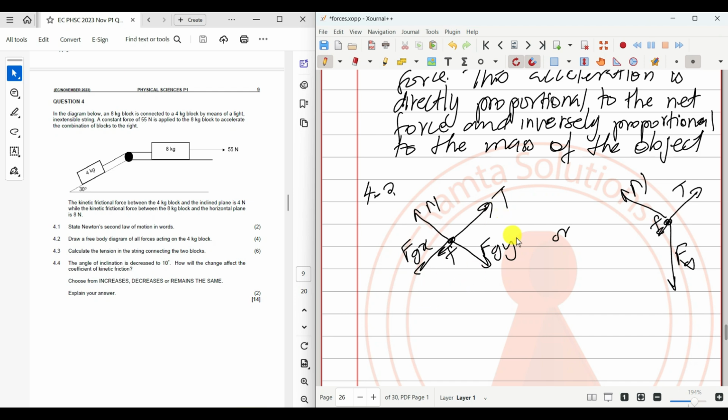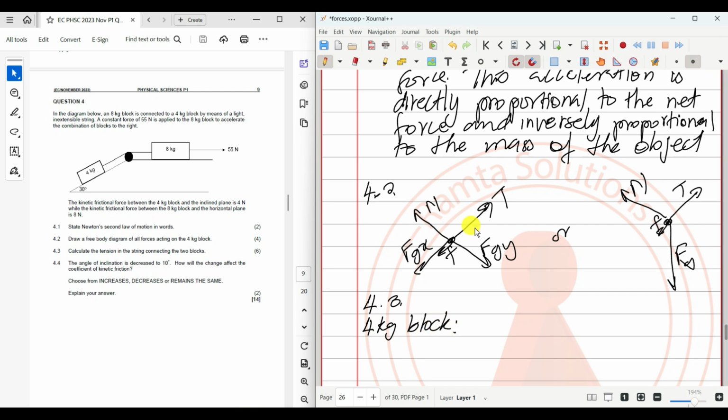All right. You can draw any of them. Okay. Now 4.3. Calculate the tension in the string connecting the 2 blocks. I'm gonna focus on the 4 kilogram block.